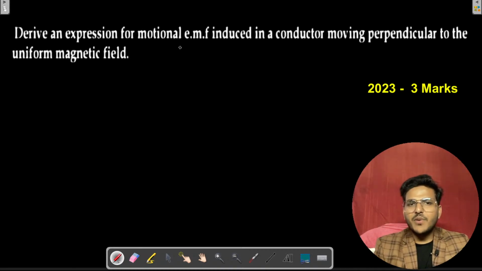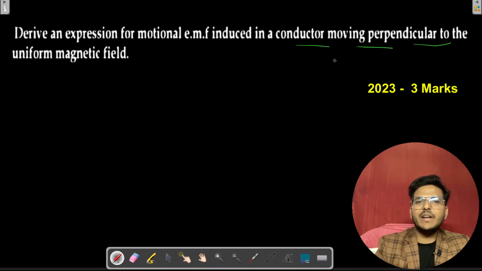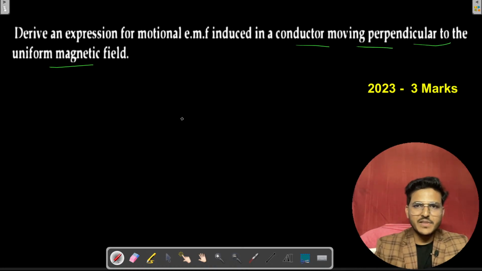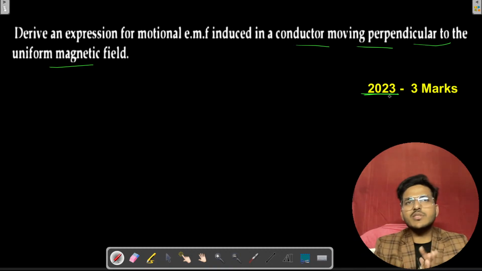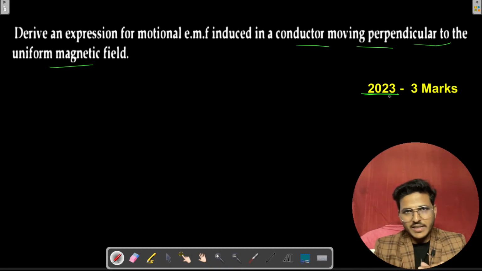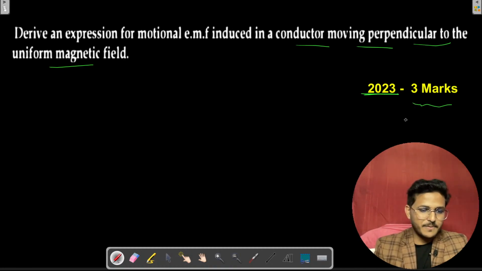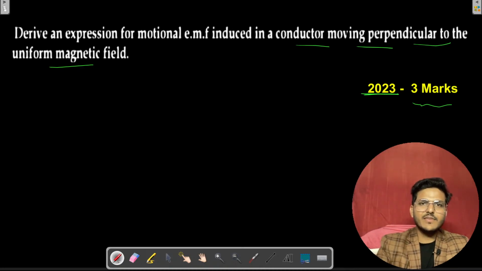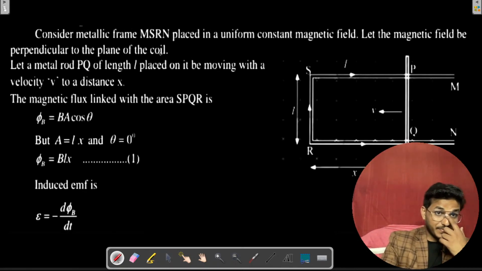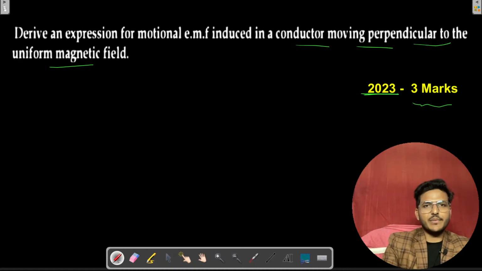Derive an expression for motional EMF induced in a conductor moving perpendicular to a uniform magnetic field. This question came in the year 2023. Recently this one came, and this was a 3-mark question. This is also a very important question.